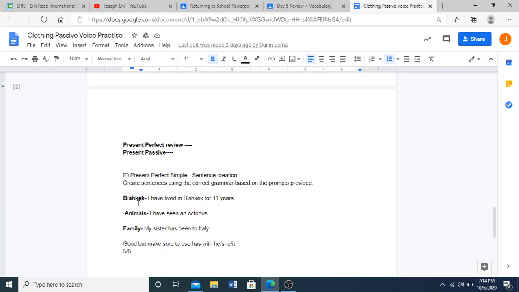So, with Bishkek, these are my sentences. I have lived in Bishkek for 11 years. I have seen an octopus. And my sister has been to Italy. Now, what form of sentences are these? Of course, it's the present perfect. Remember the present perfect? You use have or has with the past participle.